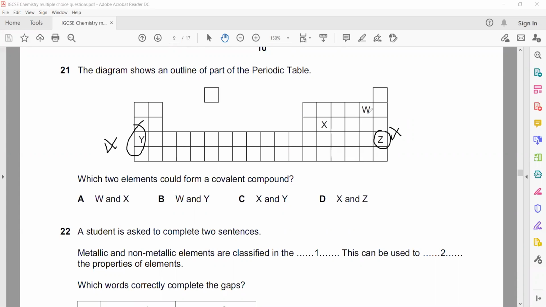So metal, when reacting with non-metal, will form an ionic compound. So X is a non-metal and W is also a non-metal. When two non-metals react, they share electrons with each other. So they will form a covalent compound.